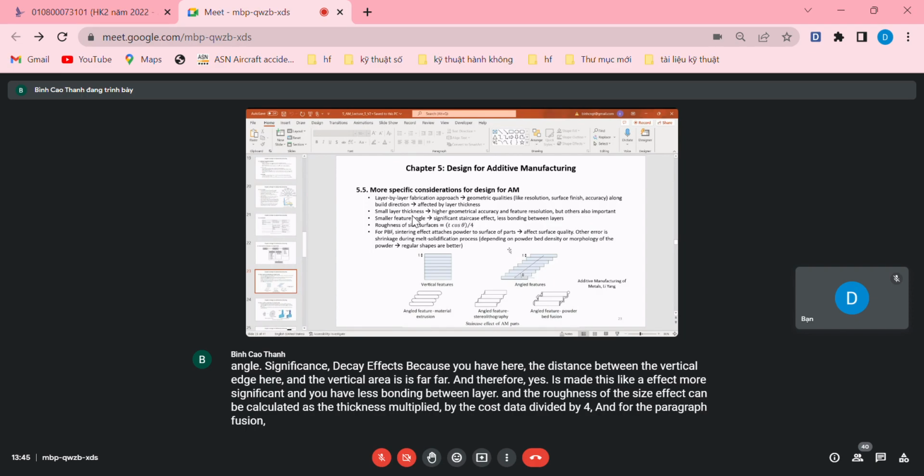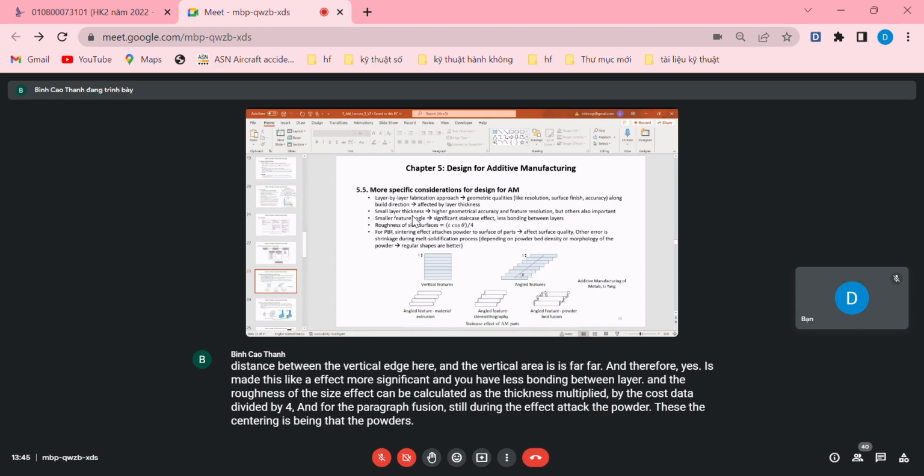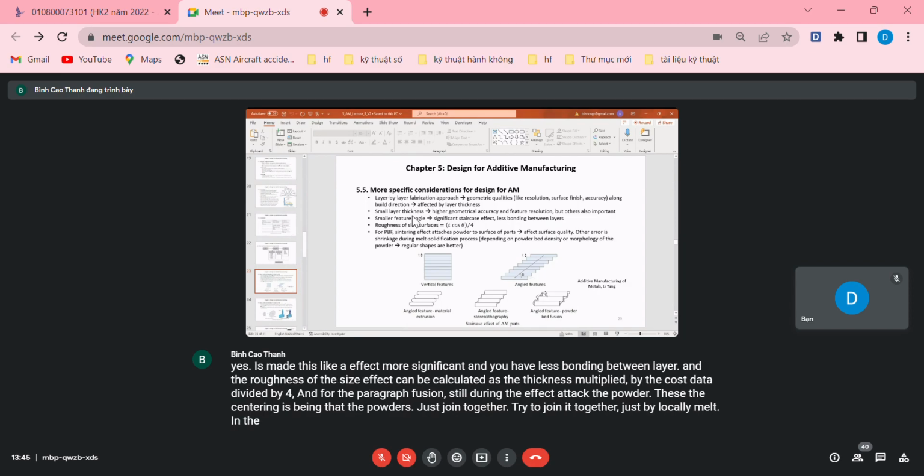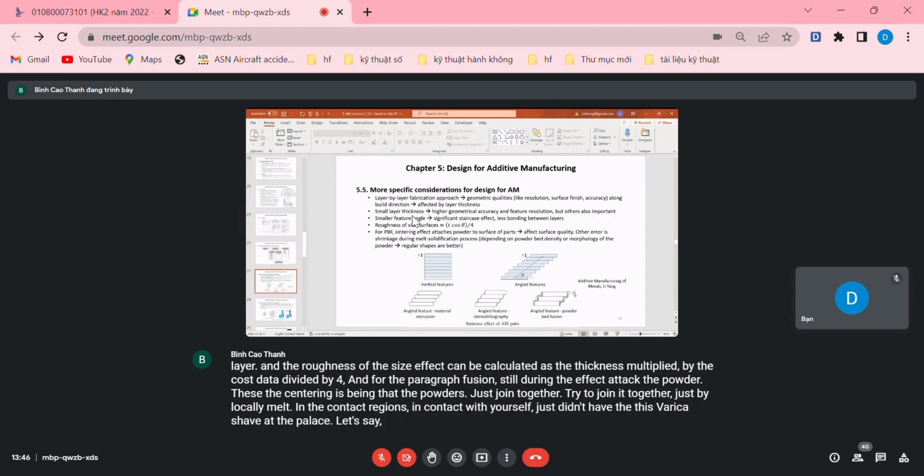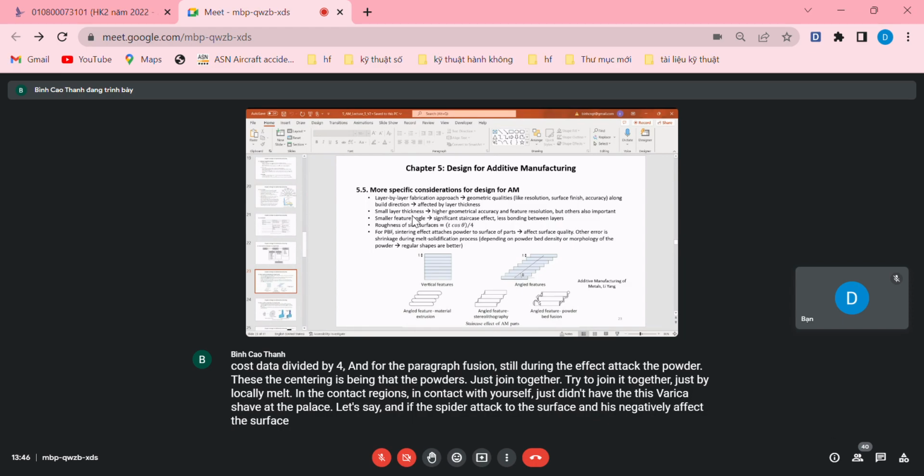And for the powder bed fusion, the sintering effect attaches to the powder. This is the sintering. Sintering means that the powders are just joined together by locally melting in the contact regions. So you still have the spherical shape of the powders, let's say. And if this powder attaches to the surface, it negatively affects the surface quality.